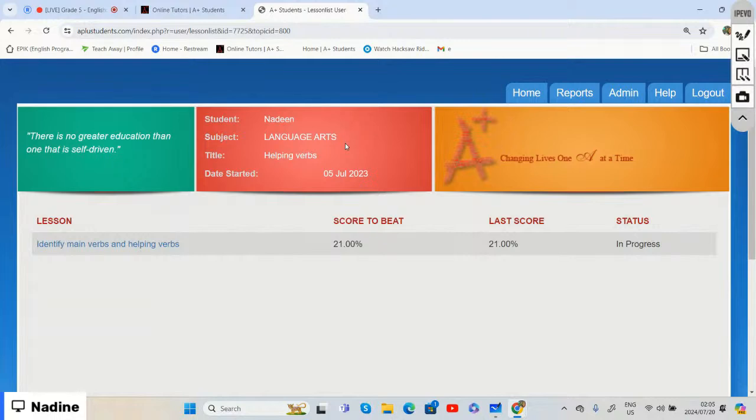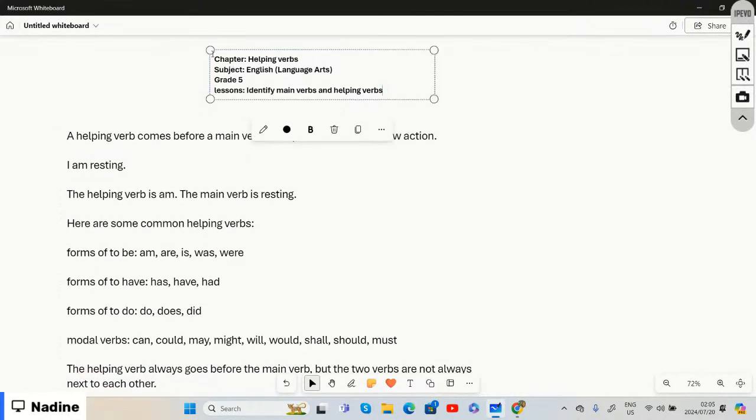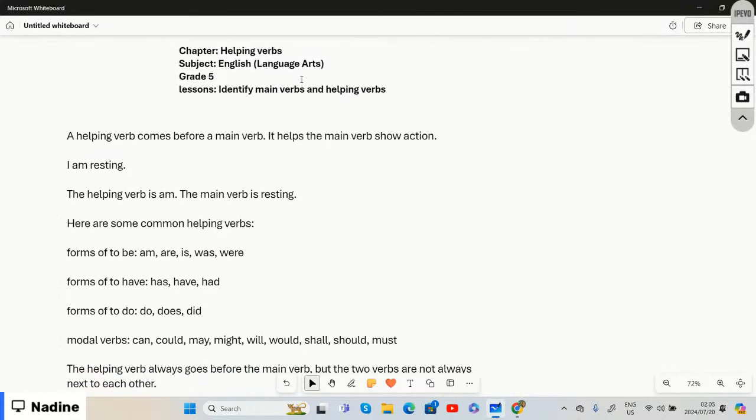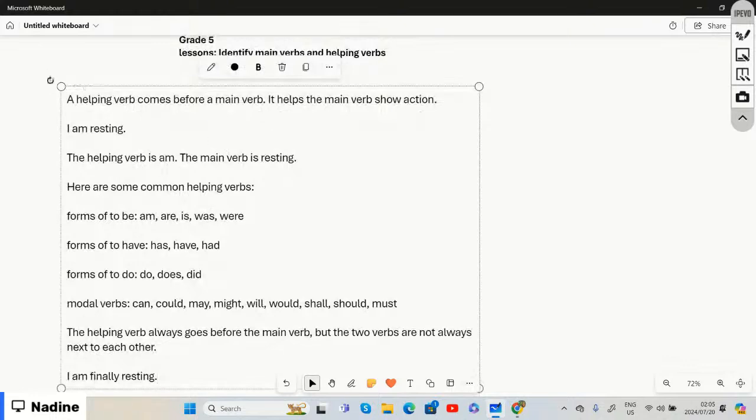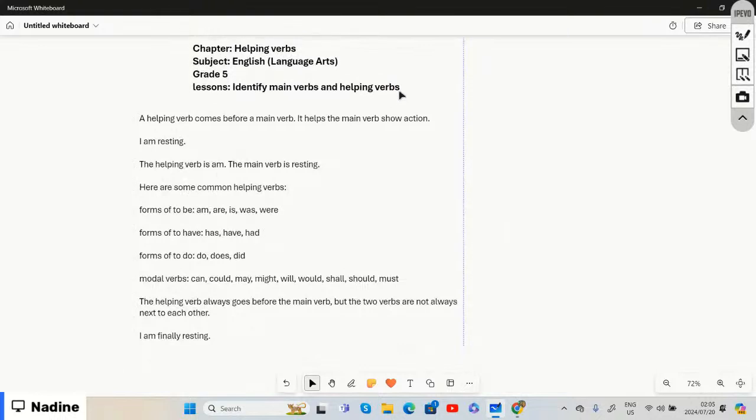All right. So we see that our chapter is helping verbs, our subject is English Language Arts, grade 5. And the lesson that we are going to be focusing on under the chapter of helping verbs is to identify main verbs and helping verbs.